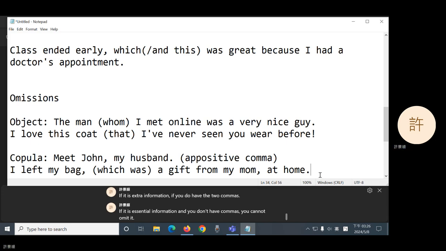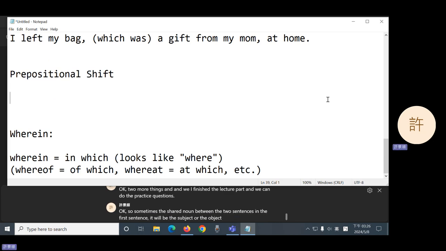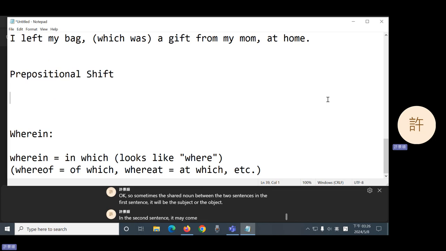Questions so far? Okay, two more things, I finished the lecture part and we can do the practice questions. Okay, so sometimes the shared noun between the two sentences, in the first sentence, it will be the subject or the object. In the second sentence, it may come in the extra information. This is going to be a bit harder to come up with examples, but let me see if I can do this.